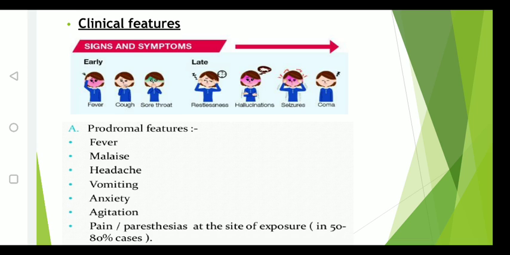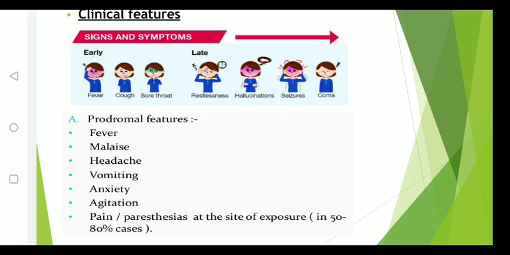So the signs and symptoms fall into two categories, the early stage and the late stage. Once more I am repeating: early stage means fever, cough, sore throat, and in the late stage restlessness, hallucination, seizure, coma will be there. And we'll see some of the prodromal features. In that case the person will have fever, malaise, weakness, headache, vomiting, anxiety, agitation, and pain at the site of exposure. These are the prodromal features.